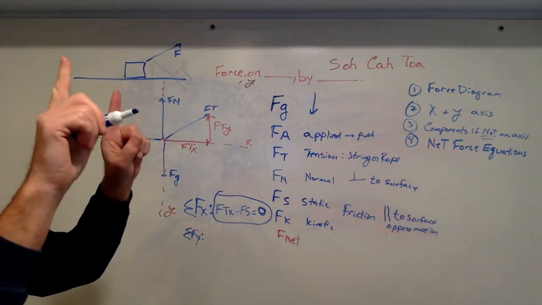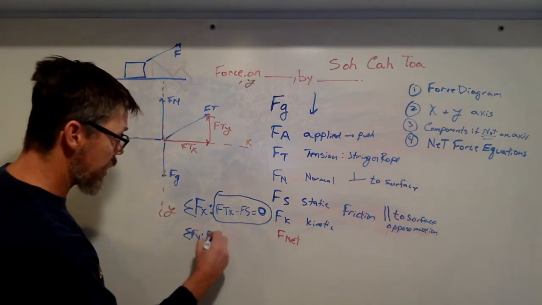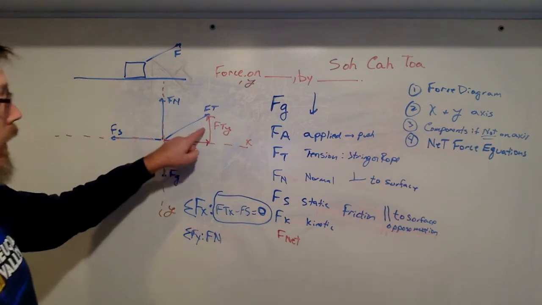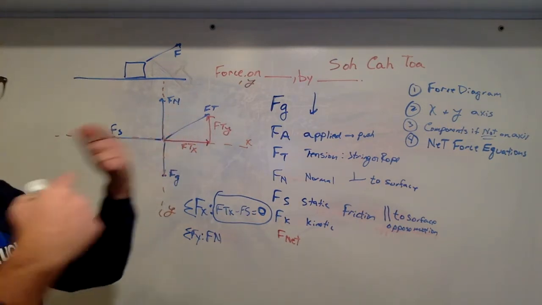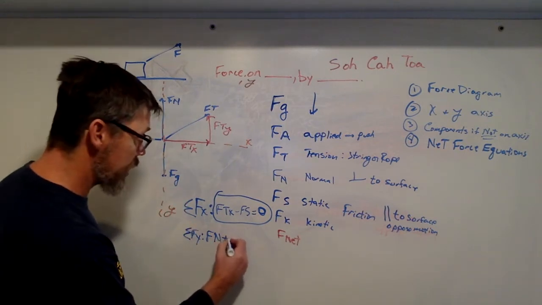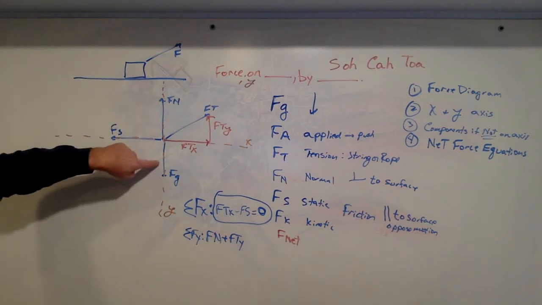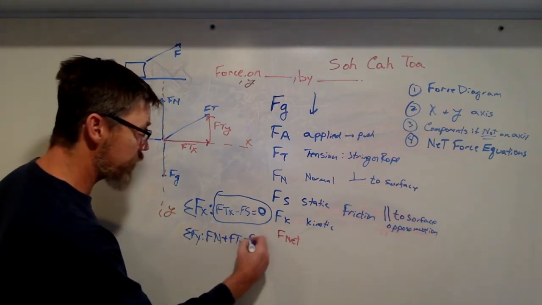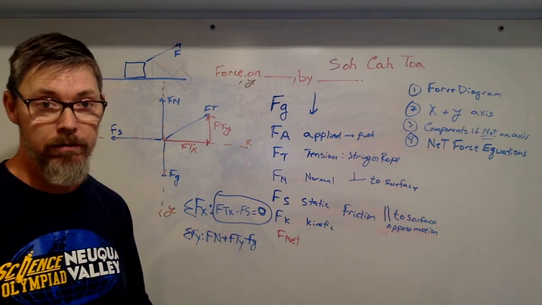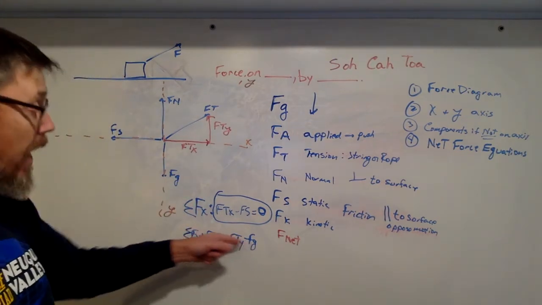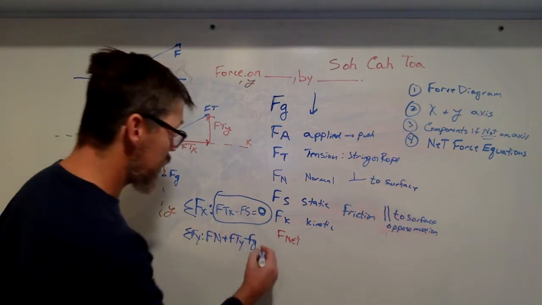Start with the positives. Looking up, Fn. But wait, watch that. There's Fty also going up. So you add it, right? Plus Fty. Now we look down, we see Fg. Minus Fg. Is it accelerating up or down? No. That means that these add up to 0. There is no net force, equals 0.